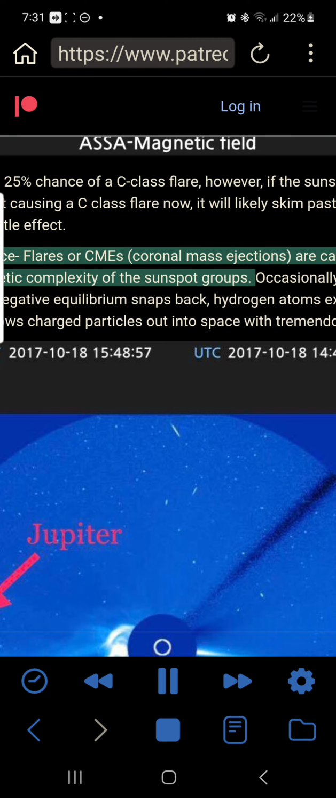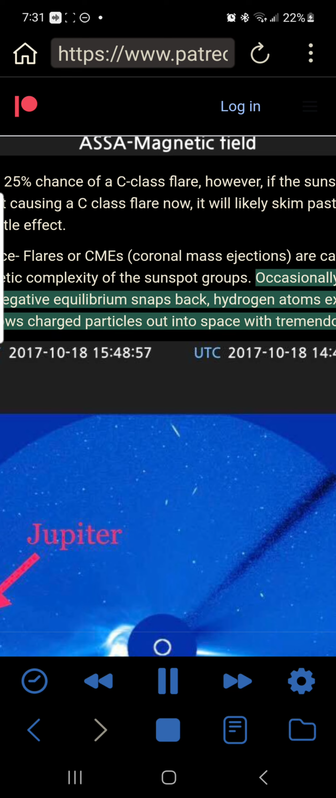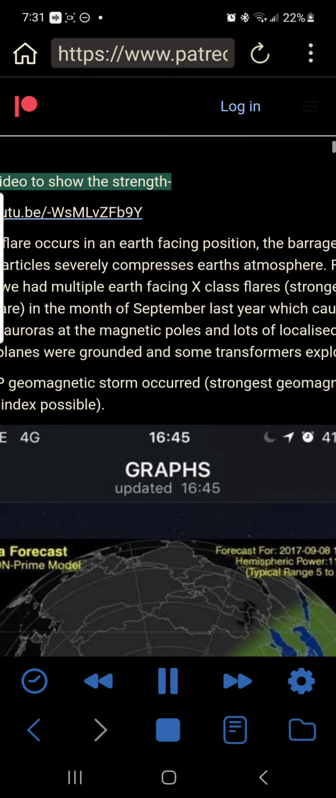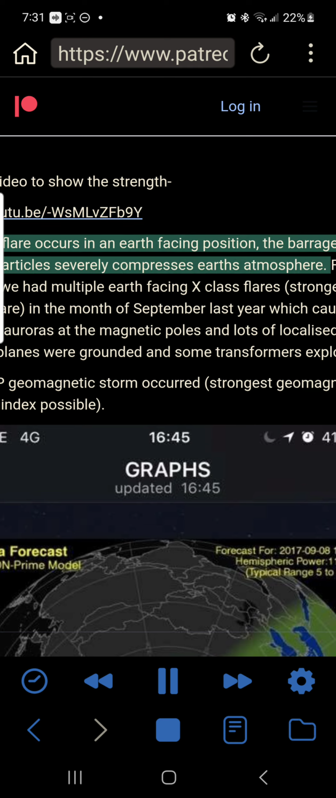The Sun's flares or CMEs, coronal mass ejections, are caused by the magnetic complexity of the sunspot groups. Occasionally, the positive-negative equilibrium snaps back. Hydrogen atoms explode, which throws charged particles out into space with tremendous force. Here's a video to show the strength. When the flare occurs in an Earth-facing position, the barrage of charged particles severely compresses Earth's atmosphere.